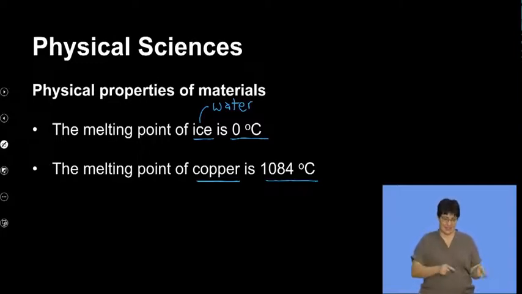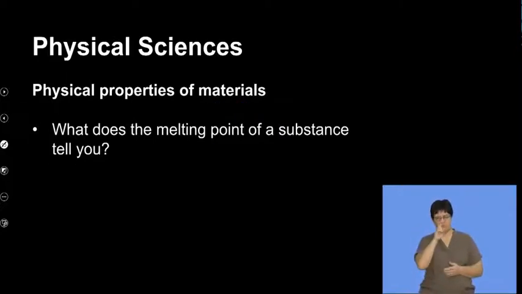But there is a reason why these two show these differences in terms of physical properties. We'll look into that in more detail. But the big question is, what does this melting point of a substance tell us about that particular substance? Water, 0 degrees; copper, 1084 degrees Celsius.